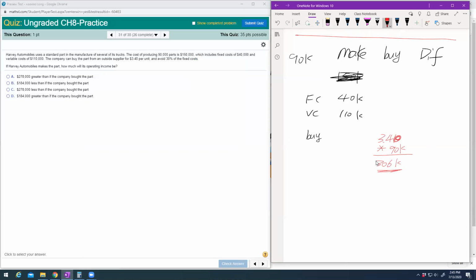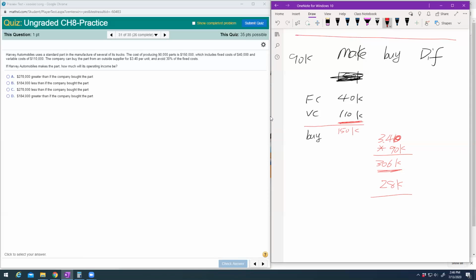And then to make, you have variable cost of 110,000. For the fixed cost, if you make, it is 40,000. If you buy, you will avoid 30% of the fixed cost, so you will just pay 70% of the fixed cost. So your fixed cost will be 28,000. Now your total cost of make is 150,000.